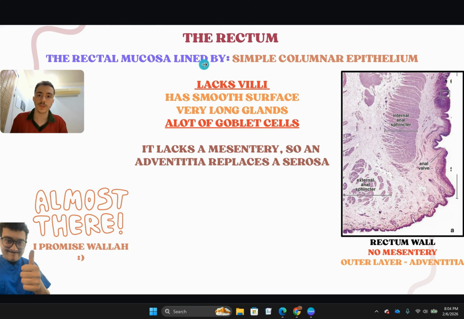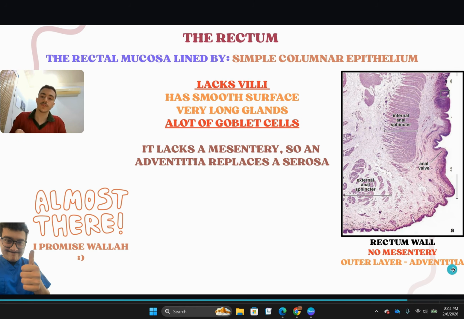The rectal mucosa is lined by simple columnar epithelium. It lacks villi, has a smooth surface, very long glands, and a lot of goblet cells. That's why I told you guys the goblet cells increase as we go through the GIT tract. It lacks a mesentery. If there is no mesentery, what's going to be the outer layer? Adventitia. If there is a mesentery, serosa. So for the rectum wall, with no mesentery, the outer layer is going to be adventitia.